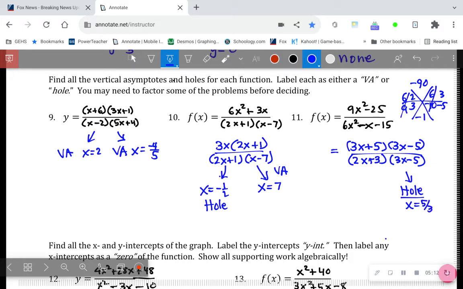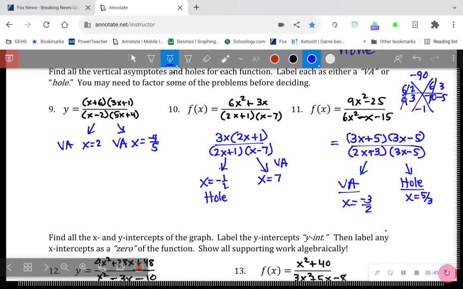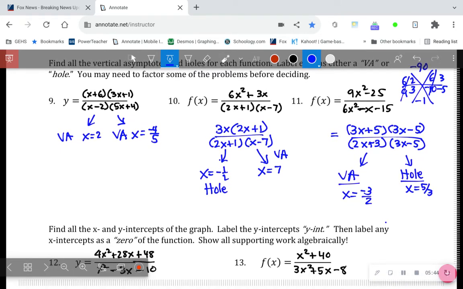Five thirds is 1.6 repeating, 1.66666. So if you were actually graphing this, you could go a little to the right or to the left of that and trace, and you would actually get a height out of it. The other side here is a vertical asymptote, x equals -3/2. So you always look at the bottom side for vertical asymptotes and holes, and the ones that cancel off, like this one, are holes.